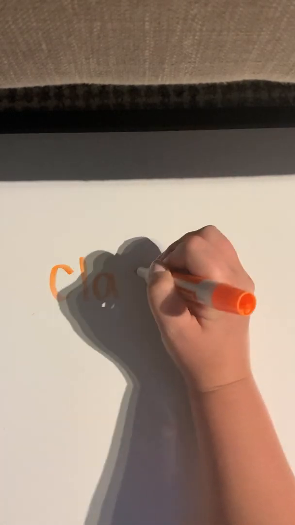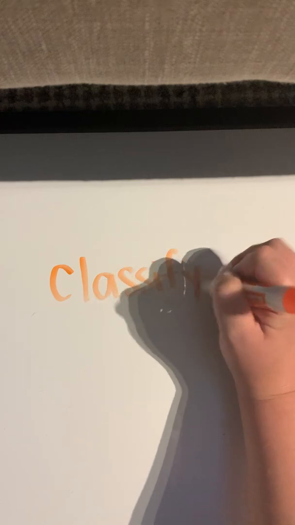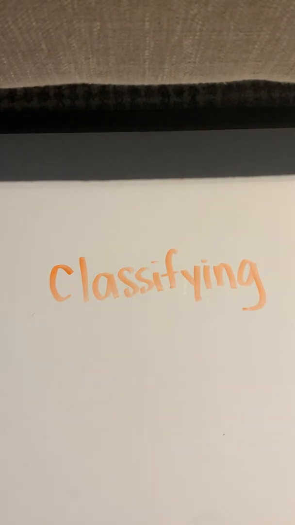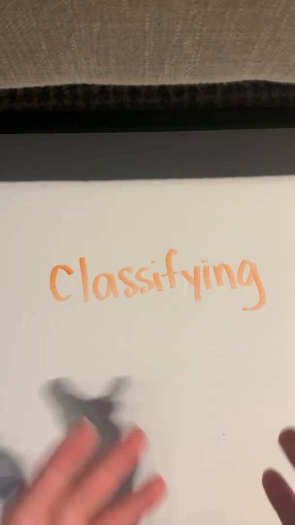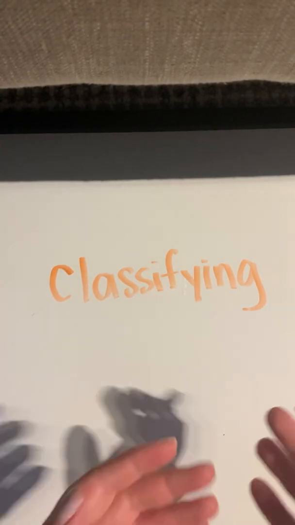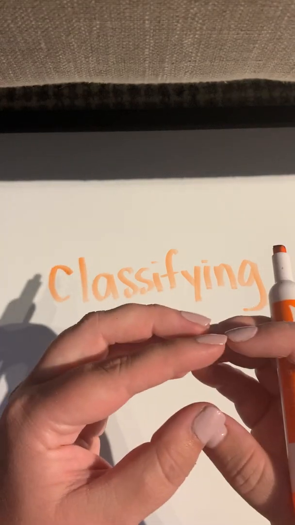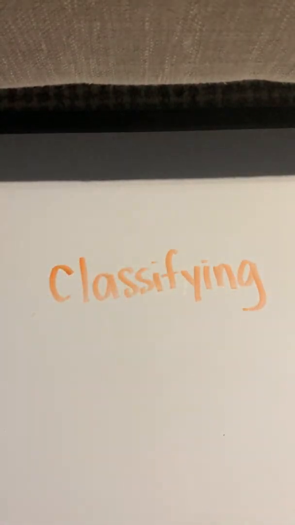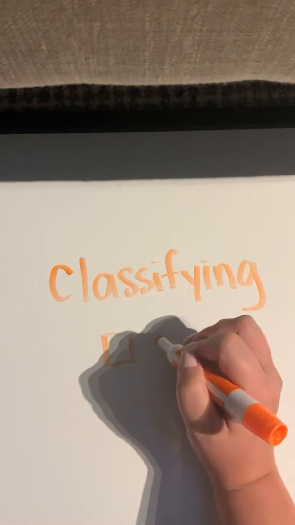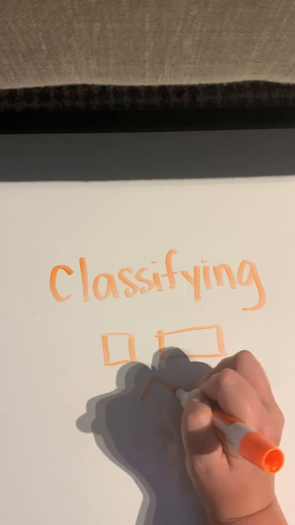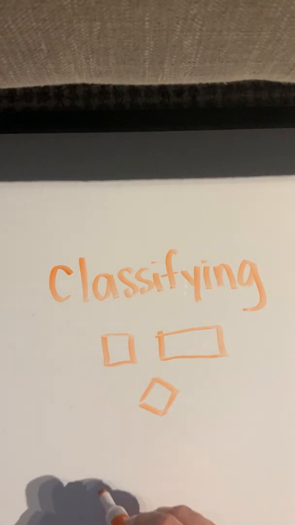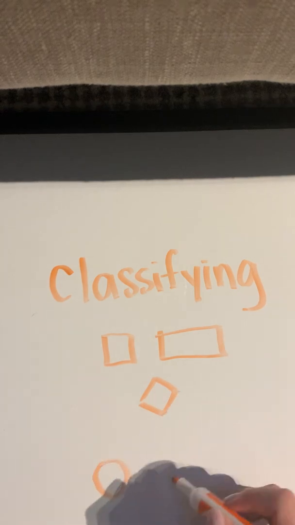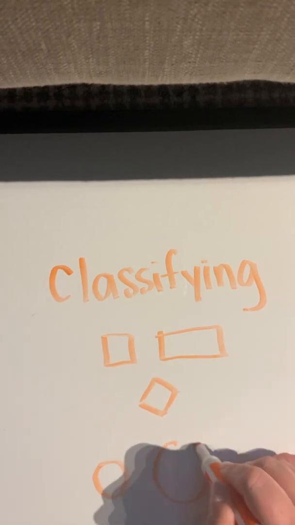Now, what do you think the word classifying might mean? Everybody say classifying. Excellent job. What do you think it might mean? Any guesses? John Thomas, do you have a guess? So classifying is when you put different shapes or different objects into a certain group based on its physical features. So you could classify shapes that have four sides. You could classify shapes that have no sides, okay, or an even bigger sphere.